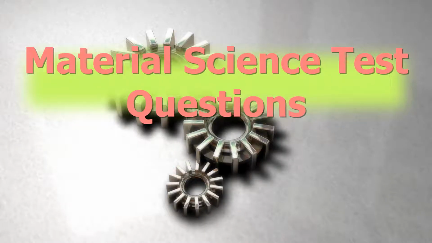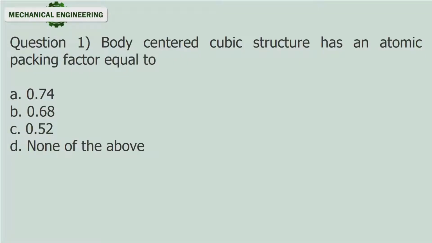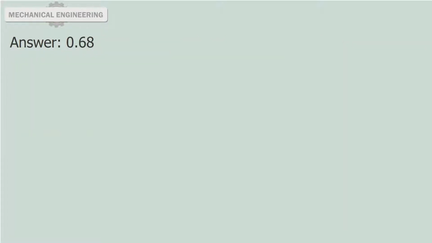Material science test questions. Question 1. Body-centered cubic structure has an atomic packing factor equal to A. 0.74, B. 0.68, C. 0.52, D. None of the above. Answer: 0.68.